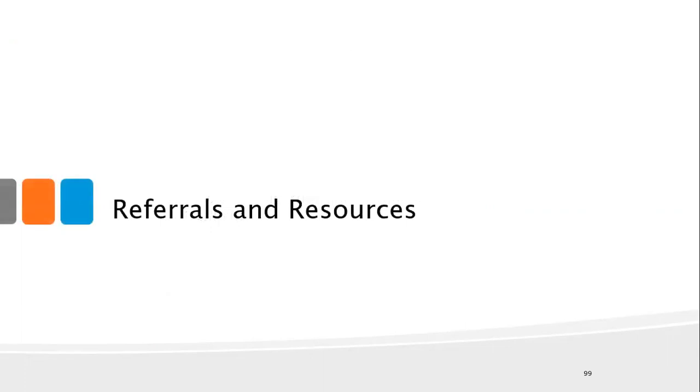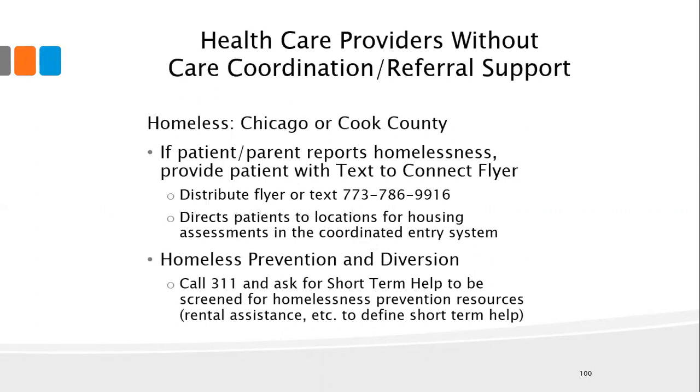Next slide, please. So this section will discuss how to refer those in these particular housing interventions. Healthcare providers who do and do not have care coordination or referral support can focus on sharing the Text to Connect flyer. By texting the number on the flyer, the family can get connected to the correct entry point for support. Chicago's 311 number is also a great way to connect to supports like prevention, diversion, and access to the coordinated entry system.